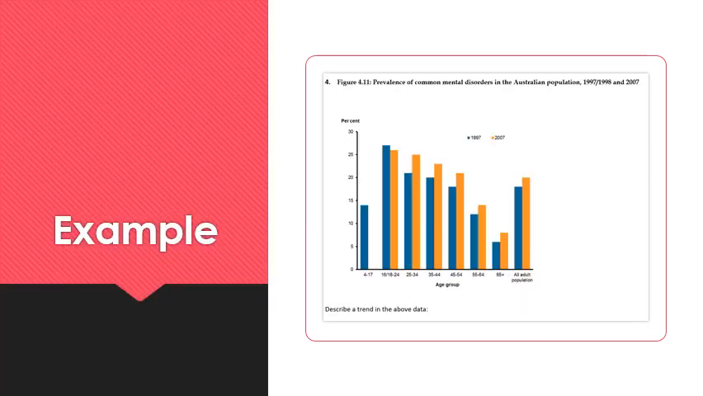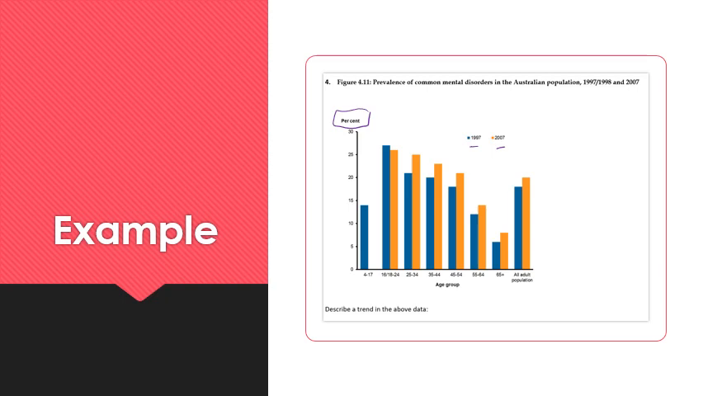This is a really fair example of the kind of things that they show you. And this is the prevalence, so the total number of common mental disorders in the Australian population between 1997-1998 and 2007. And the blue is 97 and the orange is 2007. So you do need to spend some time reading this. The unit is in percent, okay? And the age group is there.